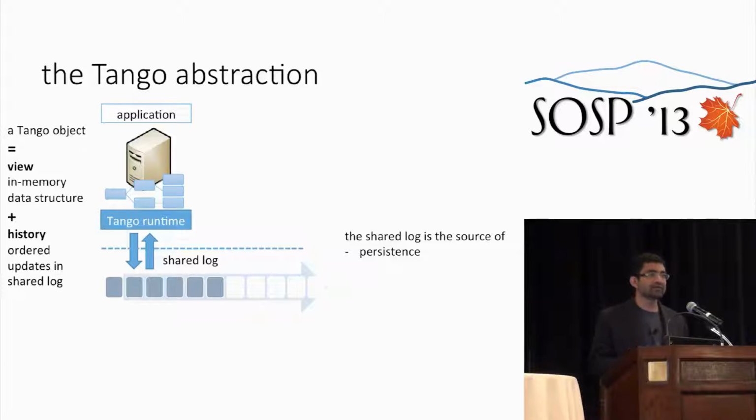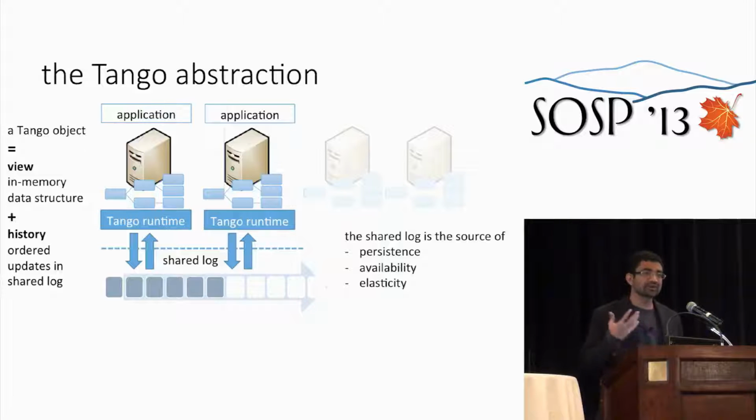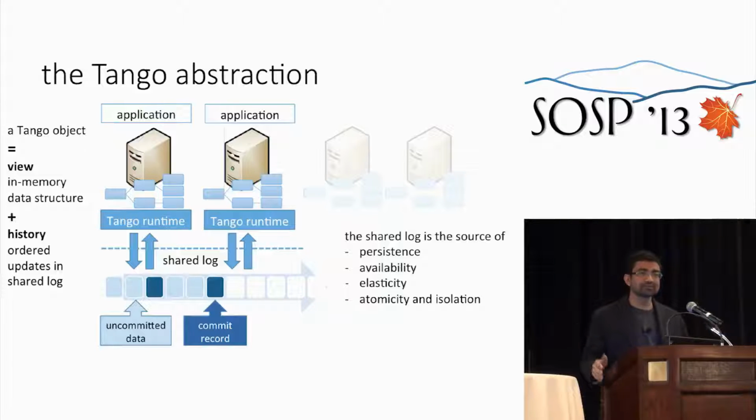It also gives you availability. We achieve this simply by having multiple views of the same object on different machines. When the application on a particular client does any kind of accessor operation on an object, the Tango runtime ends up synchronizing the state of the view with the history in the shared log. Doing this, we get linearizability, even though you have multiple views of the object. The third property you get is elasticity. You can bring up new instances of your service on new machines, and they can construct the local view simply by playing the shared log without interacting with other clients. And lastly, you get transactional semantics. You can do transactions over your data structure and get atomicity and isolation.